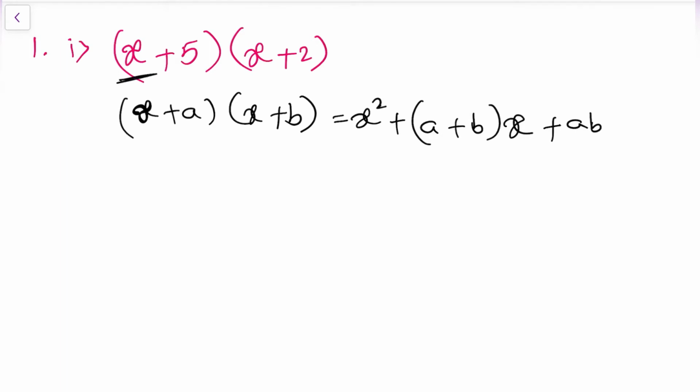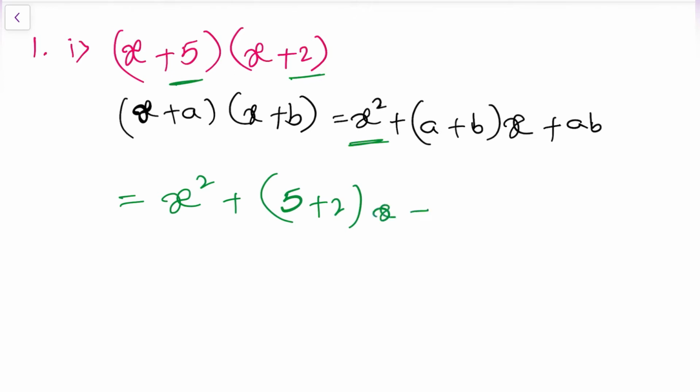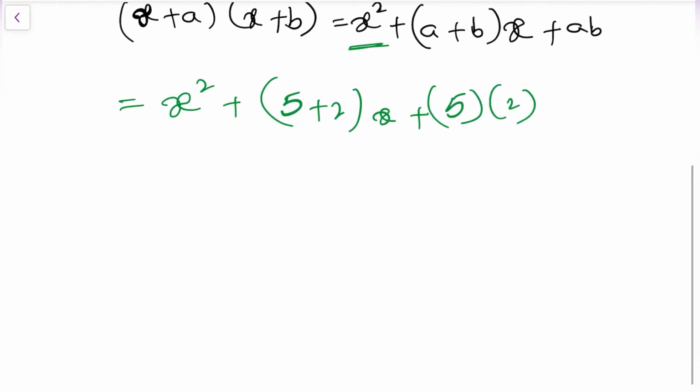So in the place of x, only x is there, whereas in the place of a, 5 is there, and in the place of b, 2 is there. Okay, let us substitute now. That is equal to x square as it is, plus a plus b, that is 5 plus 2, times x, plus a into b, that is 5 into 2. So we get x square plus 7 into x plus 10. So this is the simplification of the given question.